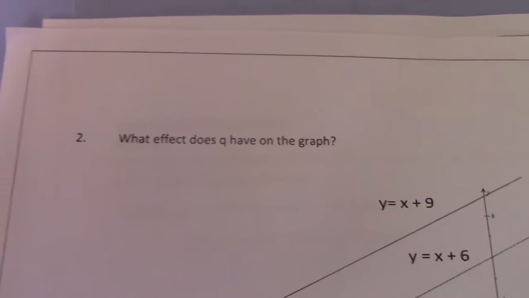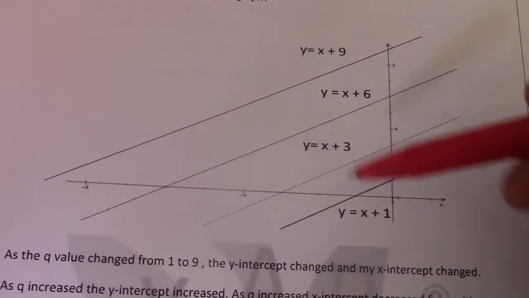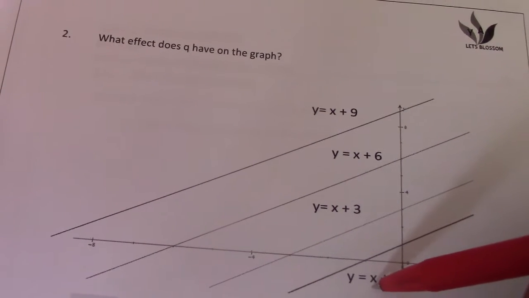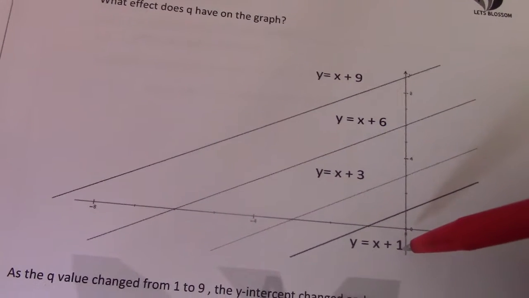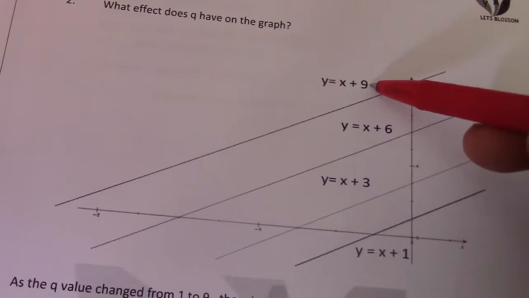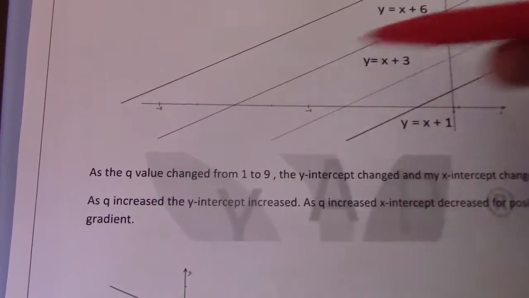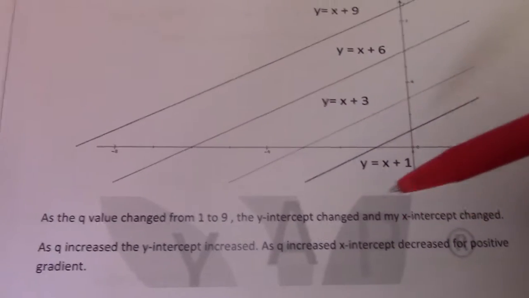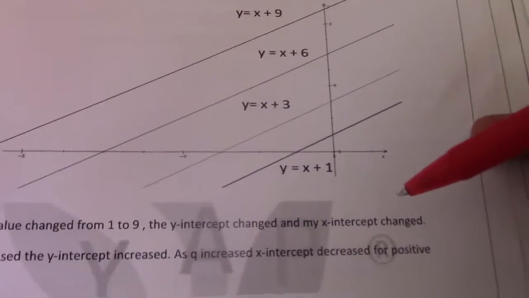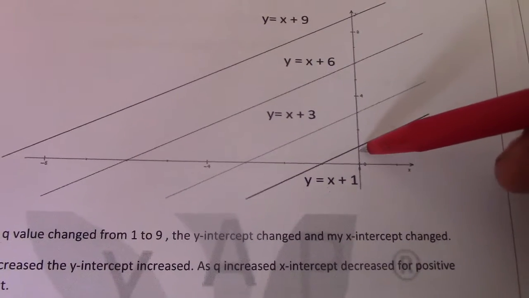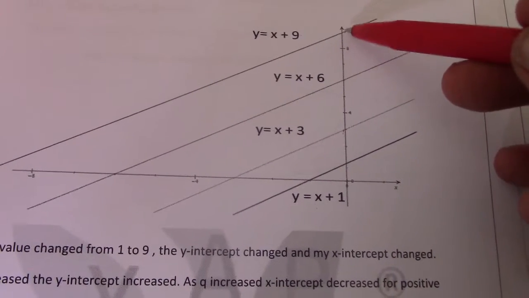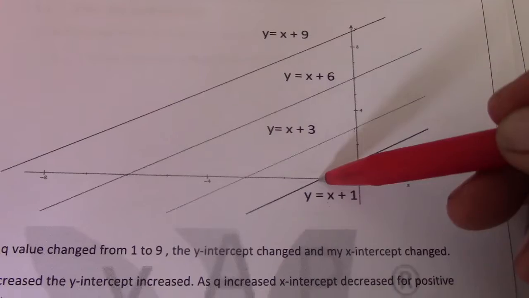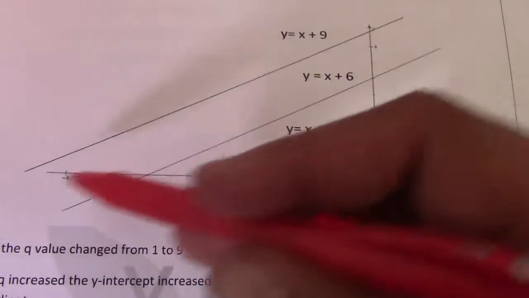Right? Now, if you look at what effect q has on the graph, there again I have 4 graphs. As you can see, all of their gradients, all the a values, are 1, 1, 1. They have simply changed my q value: positive 1, plus 3, plus 6, plus 9. So what transpires? As the q value changed from 1 to 9, the y-intercept changes and my x-intercept changed. So you see there, y was 1, then y becomes 3, y becomes 6, y becomes 9, my y-intercepts. You see the x-intercept there moves further and further to my left.